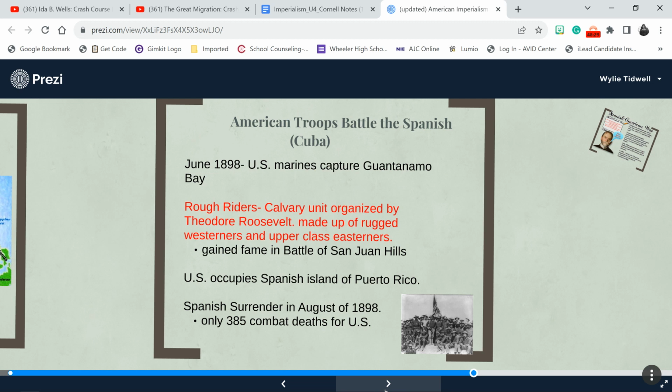Cuba, we kind of already talked about that, but basically the Rough Riders cavalry unit organized by Theodore Roosevelt, made up of refugee Westerners and upper class Easterners. They gained control, and that's why they won really the Spanish-American War.